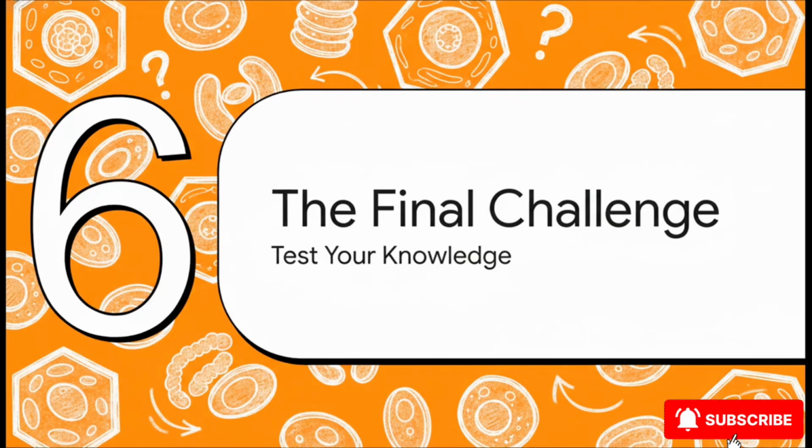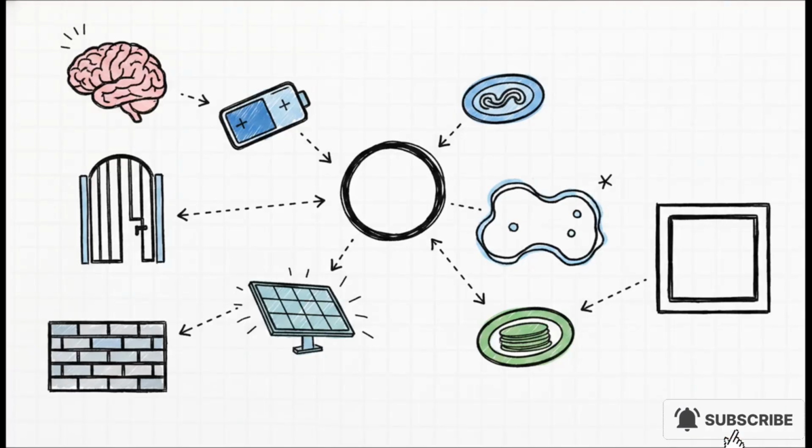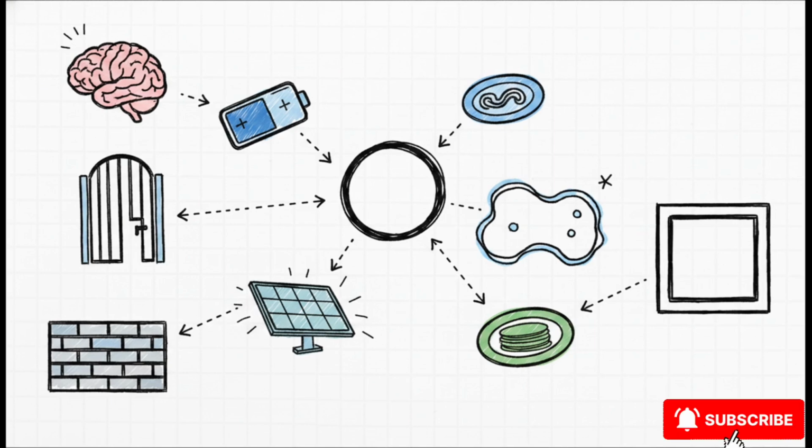And finally, section 6, the final cell challenge. Let's test your knowledge. All right, let's match these 5 terms in your head right now to the analogies we used today. Are you ready? The nucleus is the brain. The mitochondria is the battery. The cell membrane is the gate. The chloroplasts are the solar panels, and the cell wall is the brick wall. If you nailed those, you've just unlocked a fundamental understanding of cellular biology.